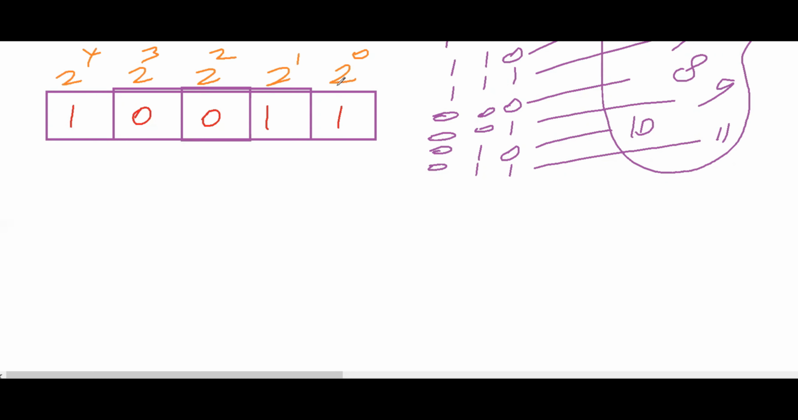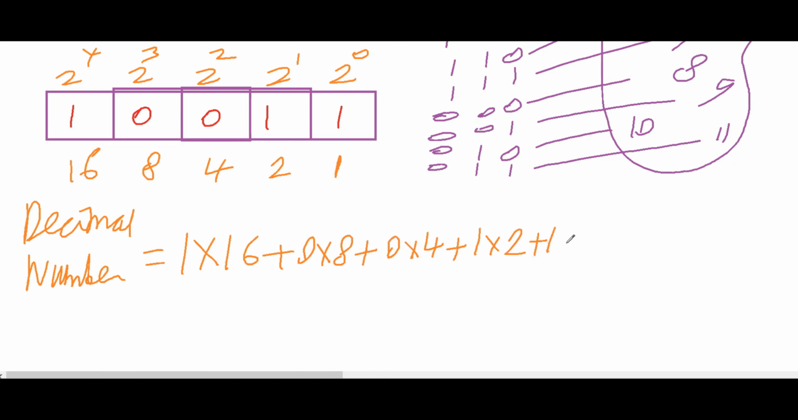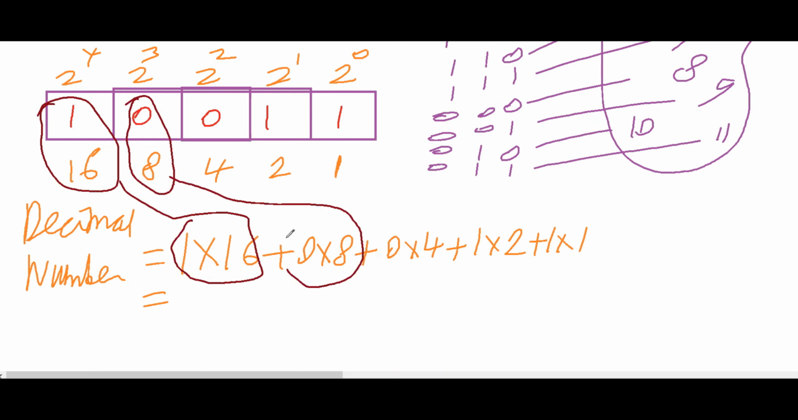Okay, so this is what? 2 to the power of 0 is 1, 2 to the power of 1 is 2, 2 to the power of 2 is 4, 2 to the power of 3 is 8, 2 to the power of 4 is 16. So your decimal number will be 1 into 16 plus 0 into 8 plus 0 into 4 plus 1 into 2 plus 1 into 1. So this 1 into 16 I wrote here. Similarly, this I wrote here, this I wrote here.